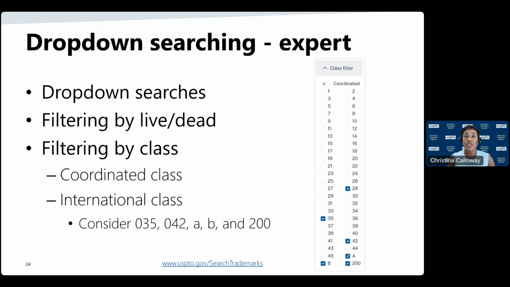Now, a common search strategy that we say to consider when you're narrowing all the way down to the international class is to consider class 35, which is retail store services, online retail store services. Class 42, which historically was a catch-all class, or it could have some other classes that were historically classified in class 42. Also looking at A, which is goods certification marks, B, services certification marks, as well as 200 for those collective membership marks. So that's something that you can also input when you're narrowing down to international class.